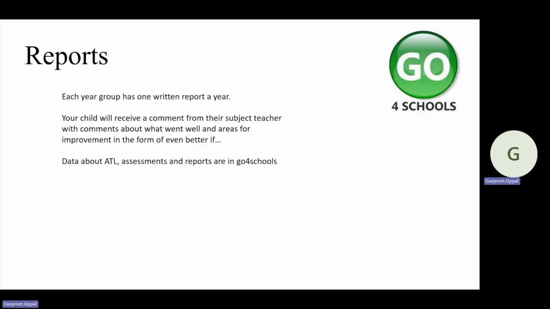The next thing I want to just briefly discuss is the reports that are written for your children. Each year group has one written report a year, and your child will receive a comment from their subject teacher explaining how they are currently getting on within that subject area. The report writing process follows a very simple process of what went well for that child and an even better if. And the idea is that you as the parent and carer can support your child at home with the learning in that subject.